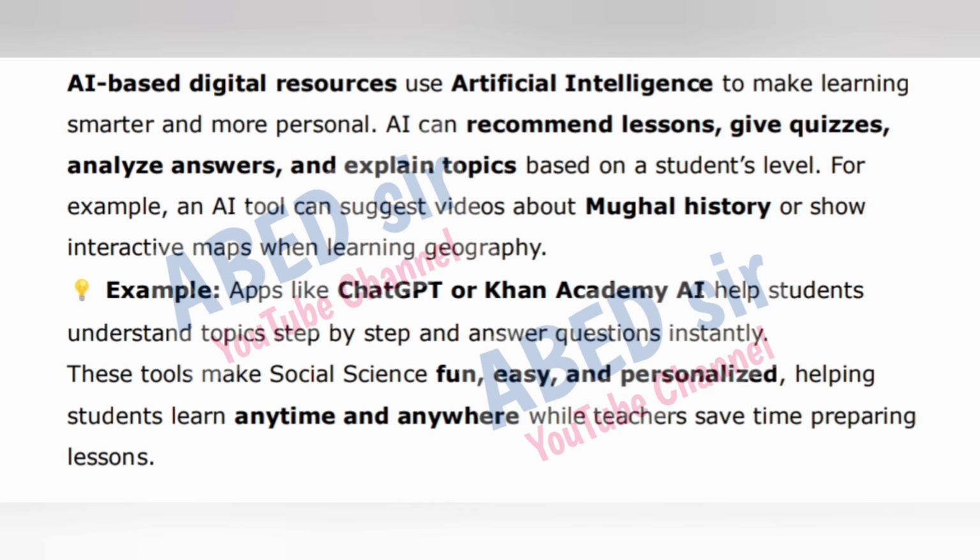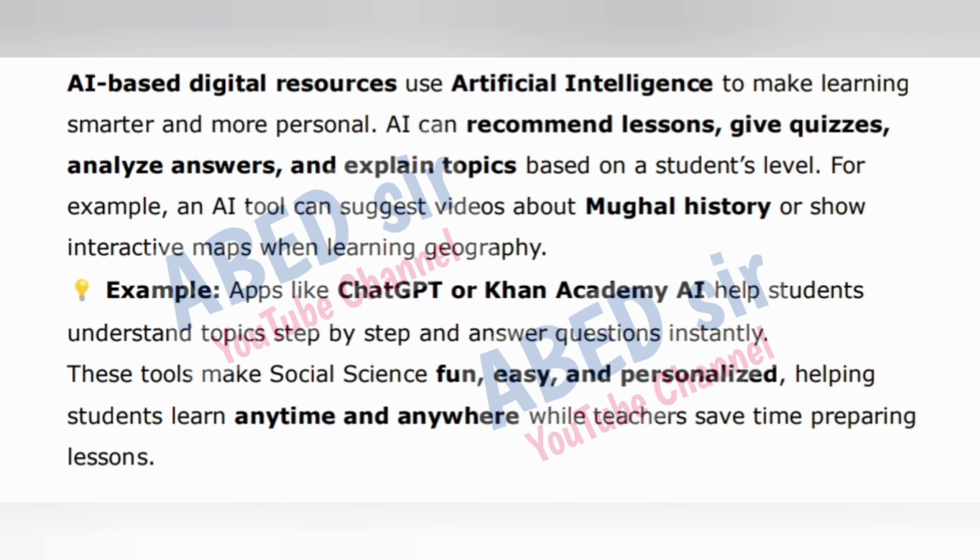AI-based digital resources use artificial intelligence to make learning smarter and more personal. AI can recommend lessons, give quizzes, analyze answers, and explain topics based on a student's level. For example, an AI tool can suggest videos about Mughal history or show interactive maps when learning geography.